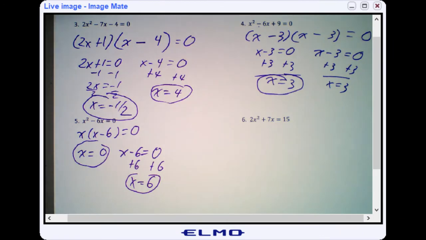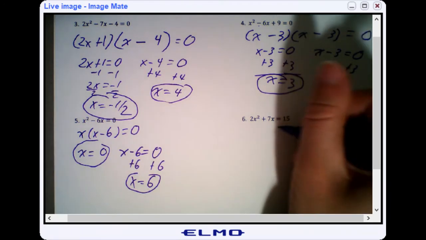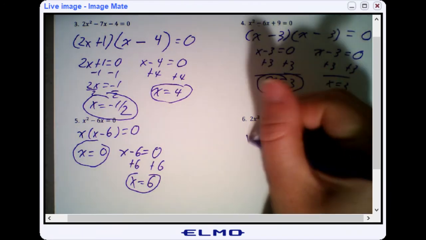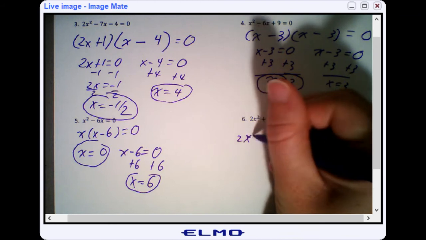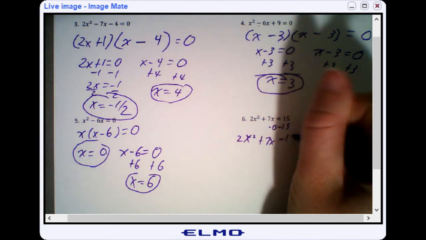There's going to be one new step here. We've got 2x squared plus 7x equals 15. Our first step is to get everything on one side. So we're going to subtract 15 from both sides. We'll have 2x squared plus 7x minus 15 equals 0.